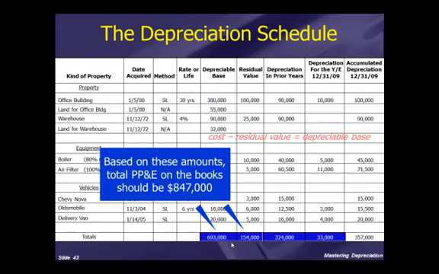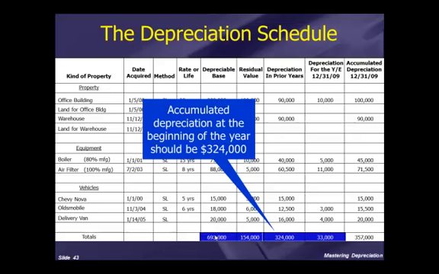So based on these amounts, the total property, plant, and equipment on the books should be $847,000. They're pointing to the depreciable base total of $693,000 plus the total residual value of $154,000, which is $847,000. So in property, you would have a subtotal, equipment a subtotal, vehicles a subtotal. Everything is going to match to a total of $847,000.